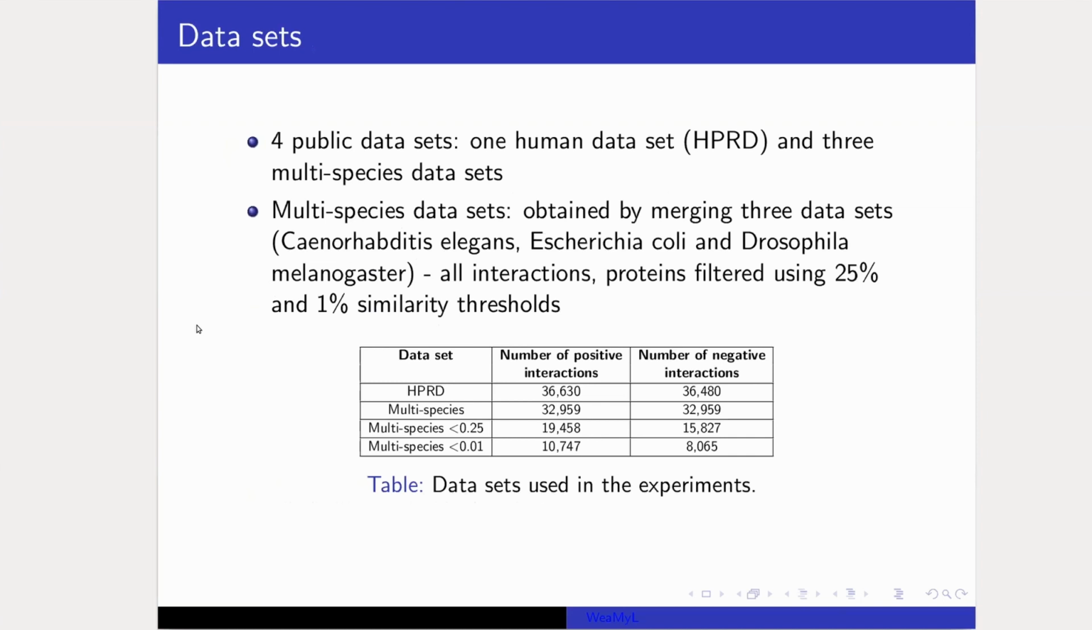The four datasets that we have used are public ones. The first one is a human dataset, while the other three datasets are related. They are multi-species datasets that were created by merging interaction data belonging to three different organisms. Out of this merging, one big dataset was created, and then two other datasets were obtained by filtering out some proteins such that the similarity between the protein sequences in the dataset is less than a specified threshold. So with two chosen thresholds, we can get another two datasets.